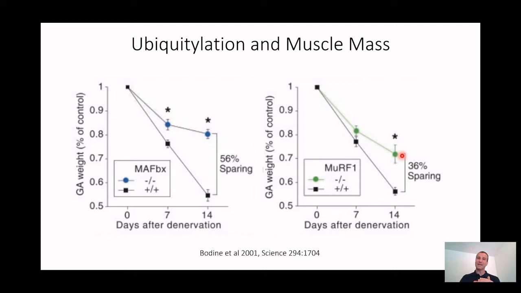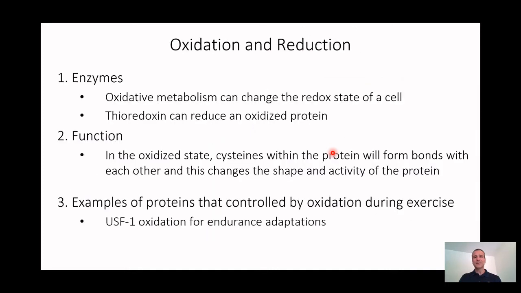So what you can see is if you don't have MAFbx, you can't degrade the muscle, and so your muscle stays bigger for longer. Whether it's functional or not, the team didn't go into at that time. But it's really interesting because it's saying that these proteins, MuRF and MAFbx, are really important for protein degradation and protein quality control within the muscle. So ubiquitination is really important for recycling and quality control within the muscle.